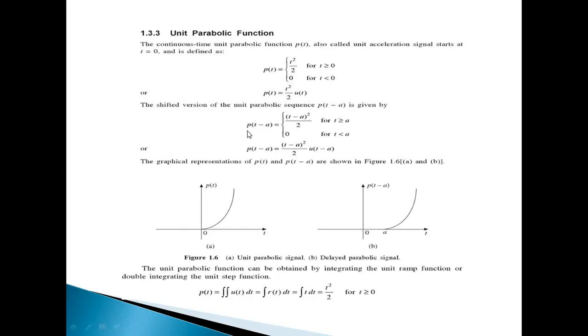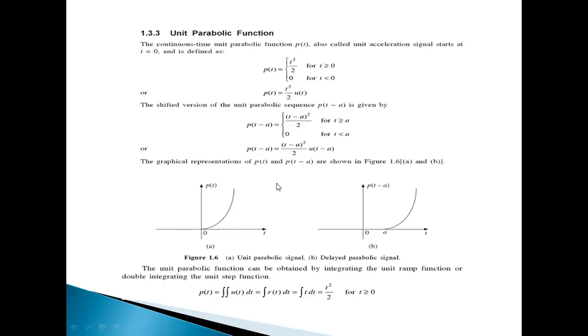And the shifted version, p of t minus a, is (t minus a) whole square by 2 for t greater than or equal to a, and 0 for t less than a. The same relation holds in the shifted version: p of t minus a is equal to (t minus a) whole square by 2 mu of t minus a.